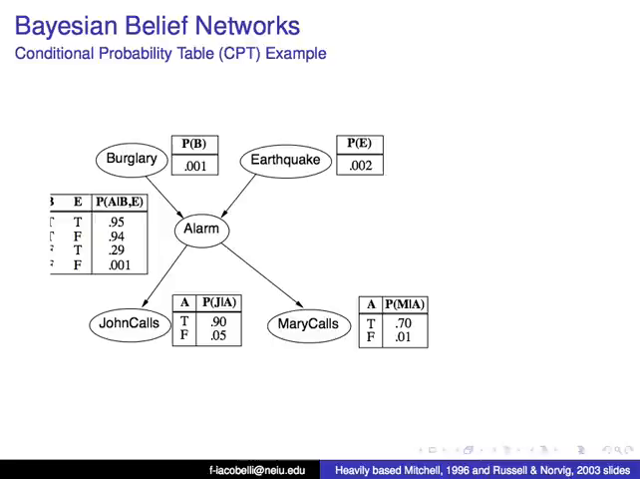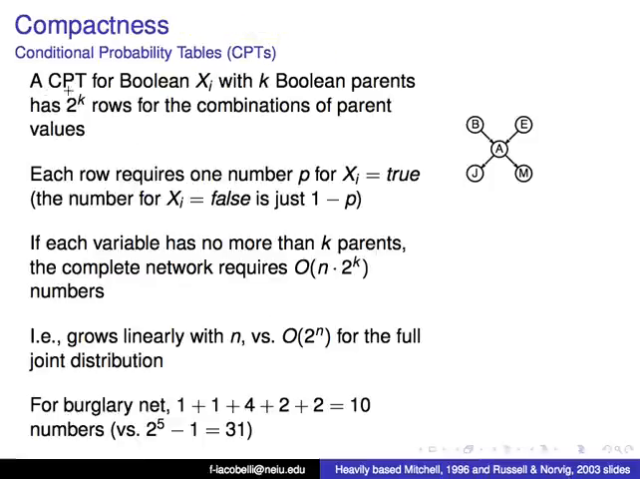Now, as we've seen, a conditional probability table for a Boolean variable with k Boolean parents has 2 to the k rows for the combinations of parent values. Not approximately, but exactly 2 to the k. Each row requires one number p for the probability of xi being true. That's enough because the variables are binary; if xi is false, then it's 1 minus the probability of xi being true.